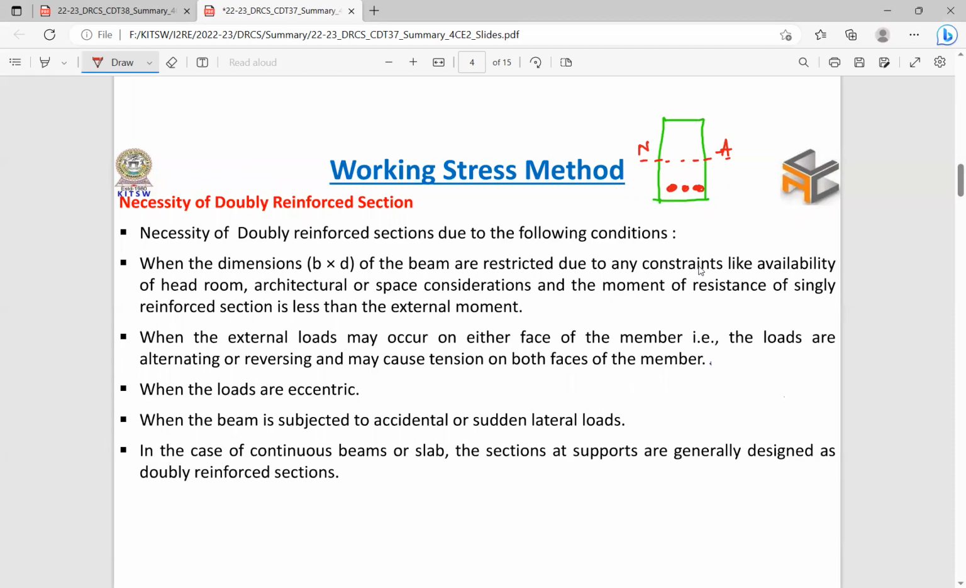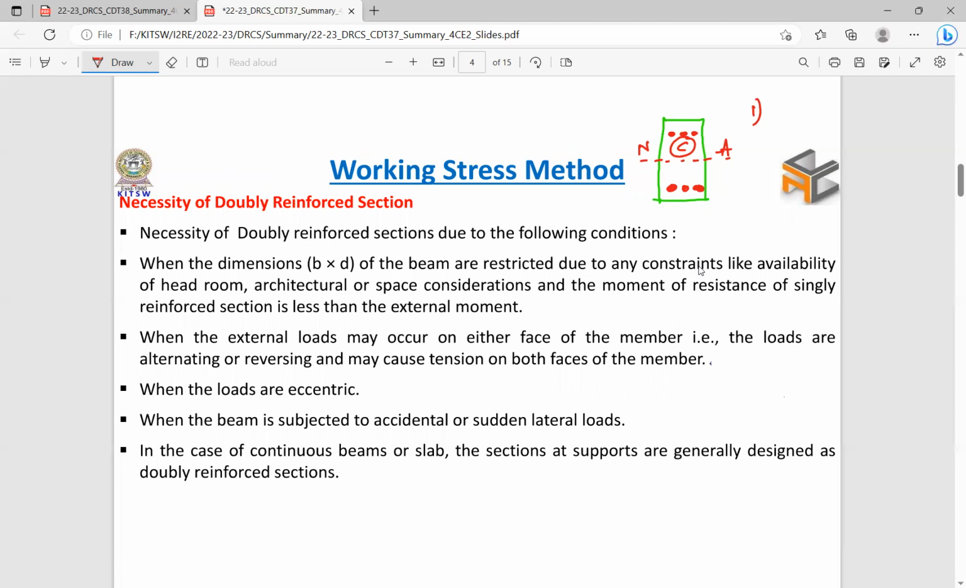So this is a singly reinforced beam. But in the case of a doubly reinforced beam, we generally provide reinforcement at the bottom fiber as well as the top fiber. Why do we provide reinforcement in the compression zone? Generally tension zone reinforcement is provided to arrest the tensile cracks, but in a doubly reinforced beam we provide reinforcement in the compression zone also. The first reason is to reduce the depth of the beam.